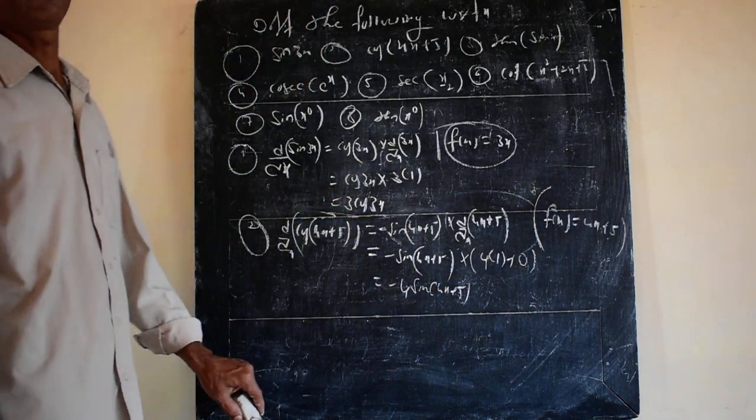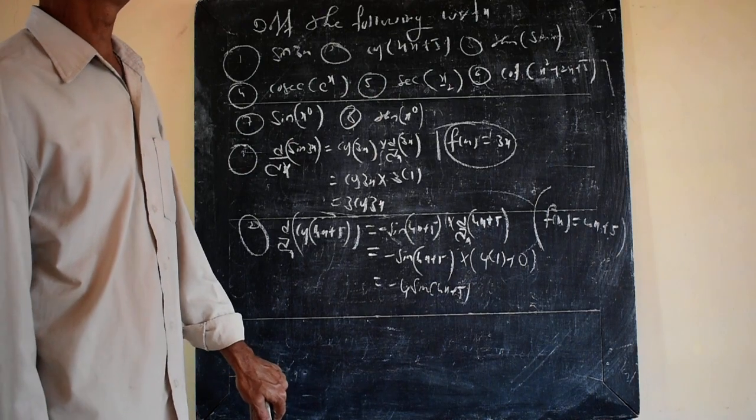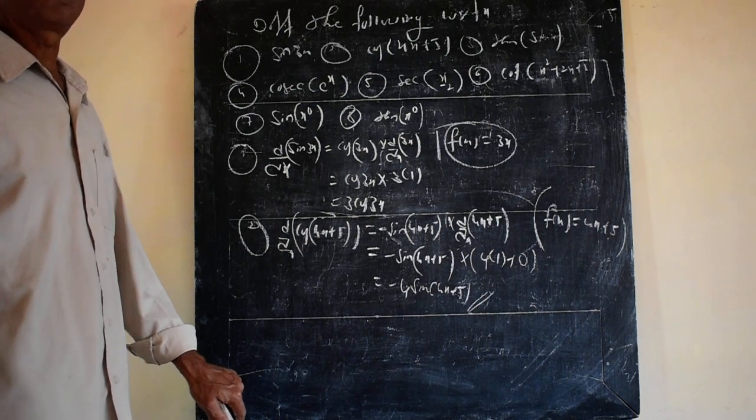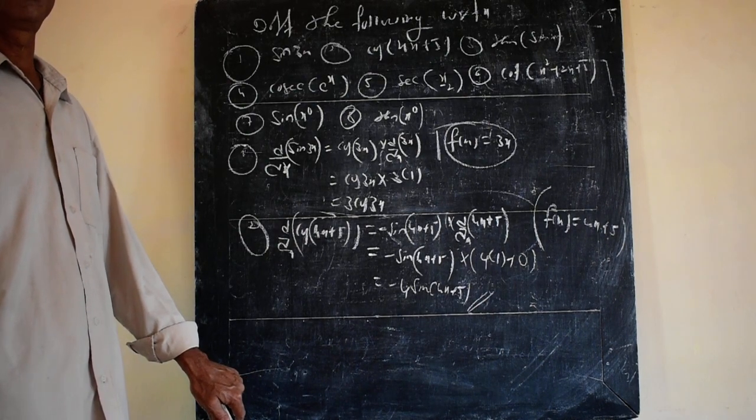Pure constant is only constant. Pure constant in the sense only constant. No equation of x is multiplied with the constant, only constant. Then I call it a pure constant.